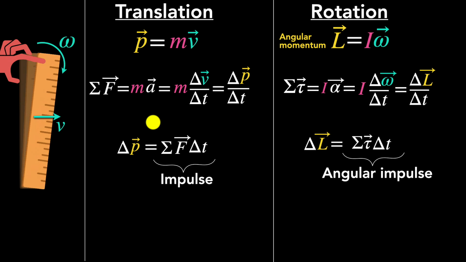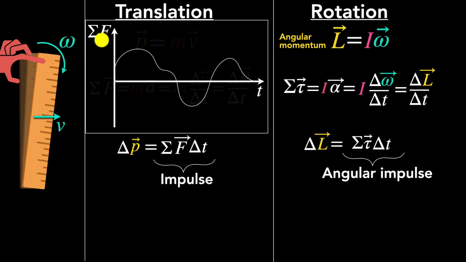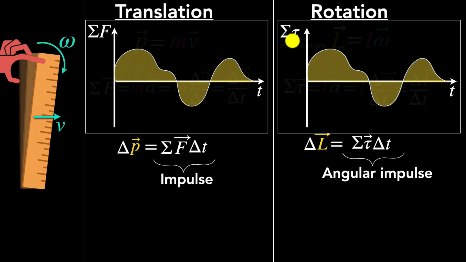Finally, if I were to draw a graph of the net force acting on an object versus the time, then the impulse is equal to the signed area under that graph. So that total area would represent how much the momentum has changed over a given time interval. Similarly, if I were to plot a graph of the net torque versus time, then the signed area under that graph gives me angular impulse. So that would be a measure of how much the angular momentum has changed over a given time interval.